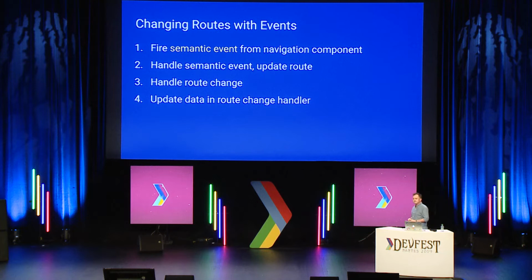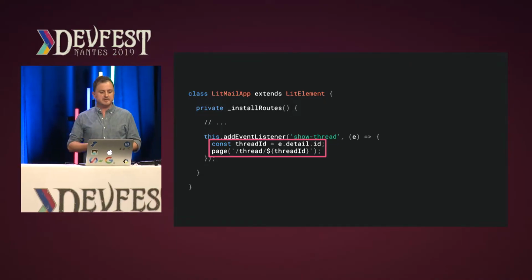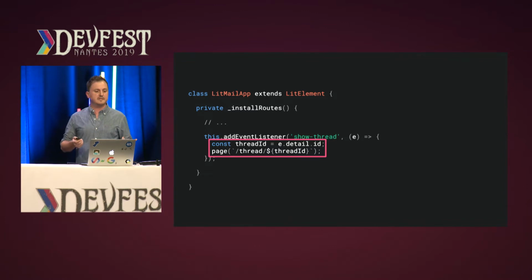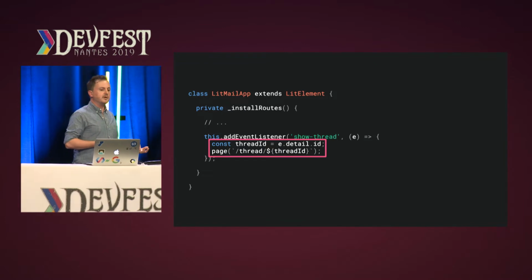But sometimes you might want to do something a little more dynamic, so we're going to look at changing routes with events. And the idea here is that instead of directly changing the route, we fire a semantic event from a component that's doing a navigation. So this might be an event maybe named like show thread in our email example. And then the application is going to handle these semantic events and update the route. The router is going to handle the route change, create some new data, and then that data is going to cause our view to change. So that's what this looks like here. In our application, we're going to have an event listener for this show thread event. We're going to grab some detail off of this event, like the thread ID, and then we're going to call our router API to change the route.